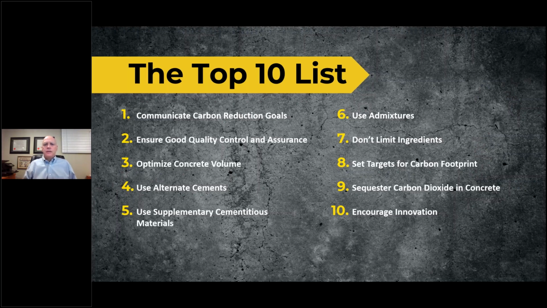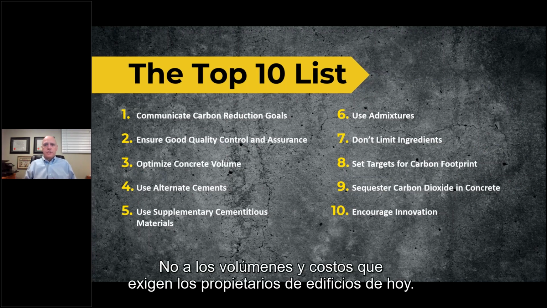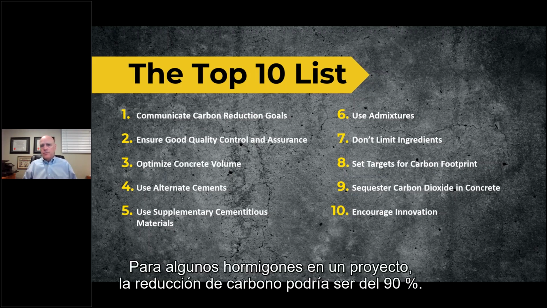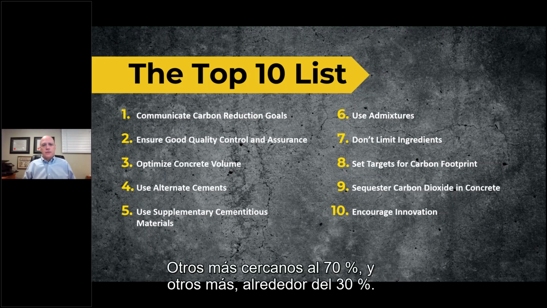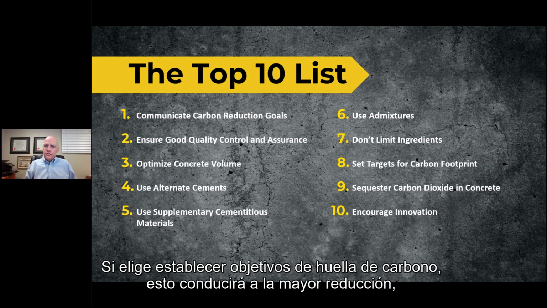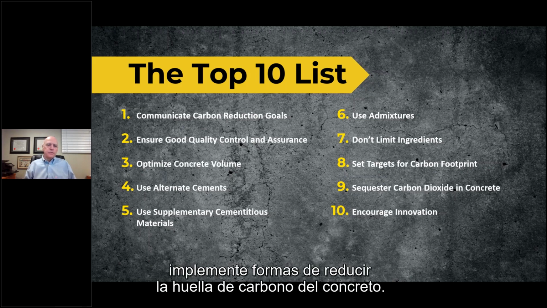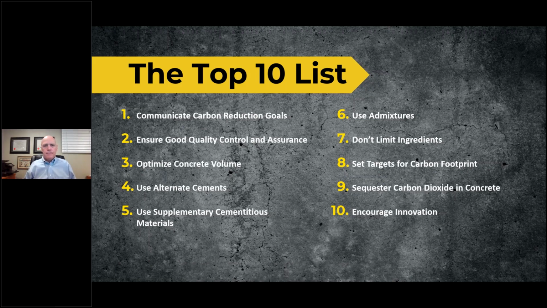In conclusion, there's really no silver bullet to make concrete with zero carbon footprint. It can be done, but not at the volumes and costs demanded by today's building owners. For some concretes on a project, the carbon reduction might be 90%, others closer to 70%, and still others around 30%. All these reductions lead to concrete with a significantly lower footprint than similar projects. If you choose to set carbon footprint targets, this will lead to the greatest reduction, but always refer to this top 10 list when implementing ways to reduce concrete's carbon footprint.